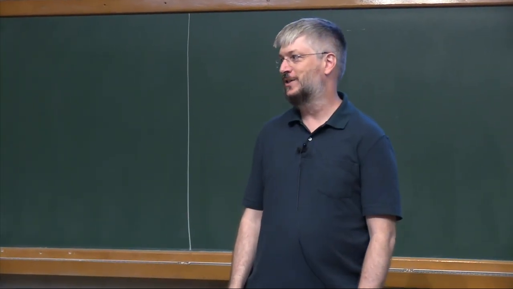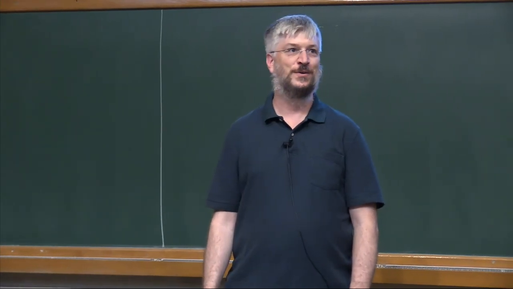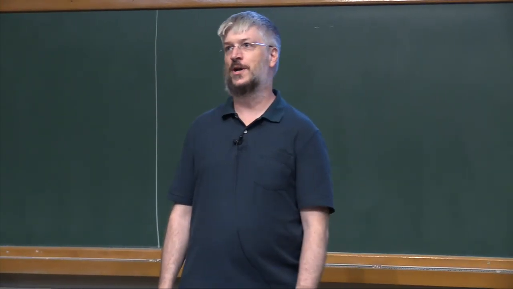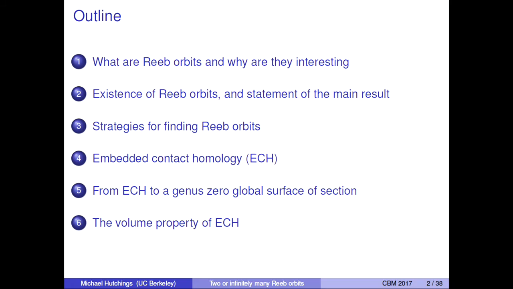The outline is first I'm going to tell you some basic things. What are Reeb orbits and why are they interesting, at least to me? And then I'll state some theorems about the existence of Reeb orbits and some questions. And I'll state the main theorem which I want to tell you about, the two or infinitely many orbits. And then I'll talk about what's involved in the proof of this. And there are a lot of ingredients, so at least I'll try to give you some idea.